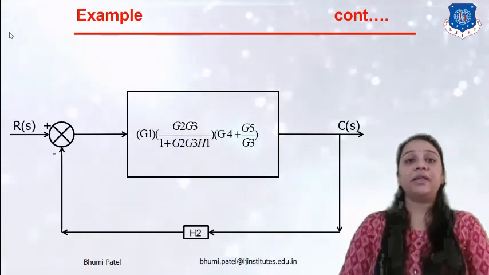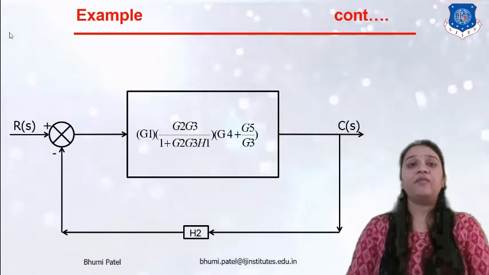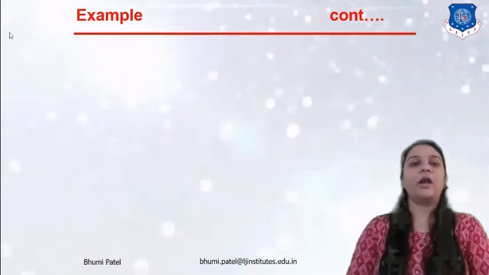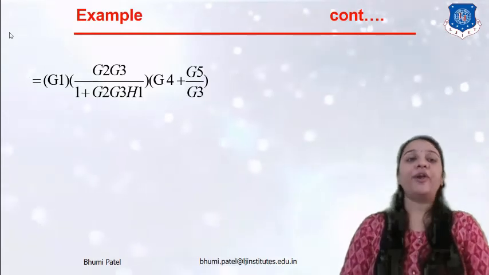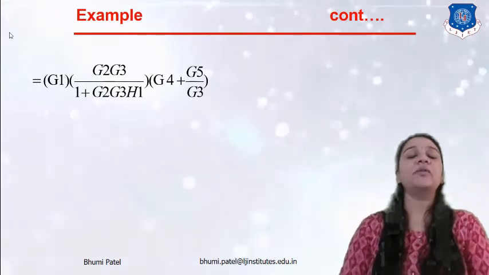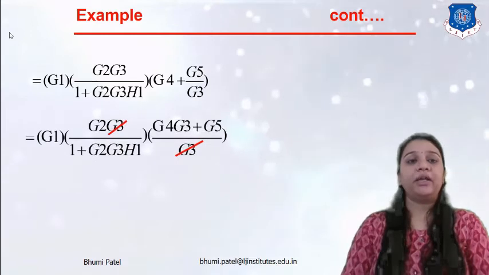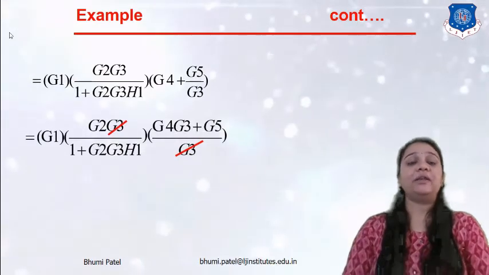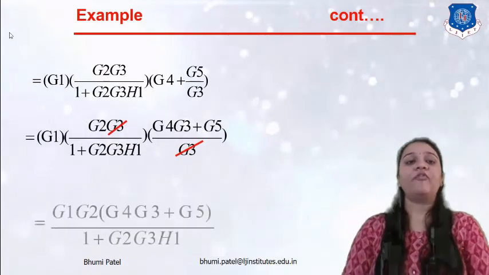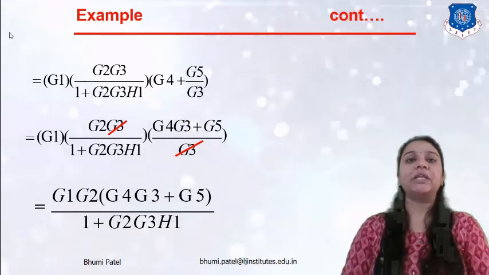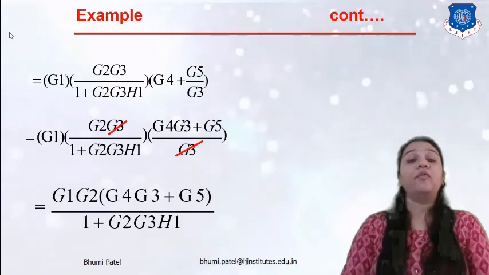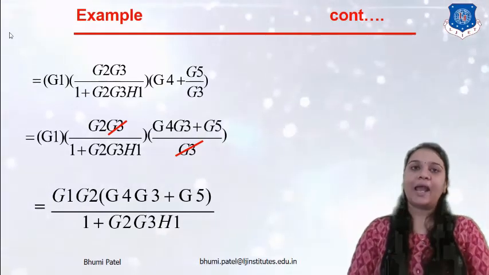Now here you can see that H2 is connected with the feedback loop. So we can apply feedback loop elimination. Before that we can simplify this equation. So here you can see that the G3 gain is cancelled out and after that we get G1 G2 into G4 plus G3 plus G5 upon 1 plus G2 G3 H1.